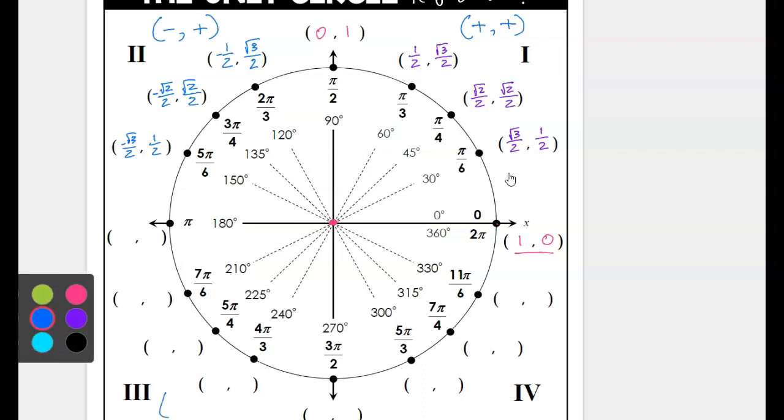So it would be, what color do we want to do? I don't know. What haven't we done? Pink. No, that's pink. Okay.